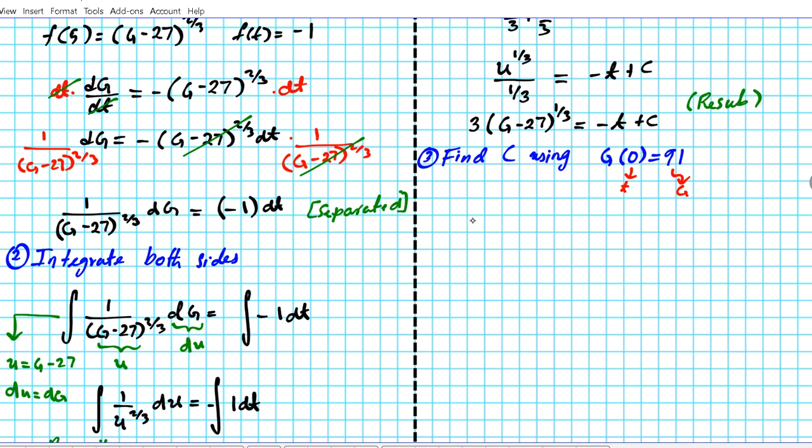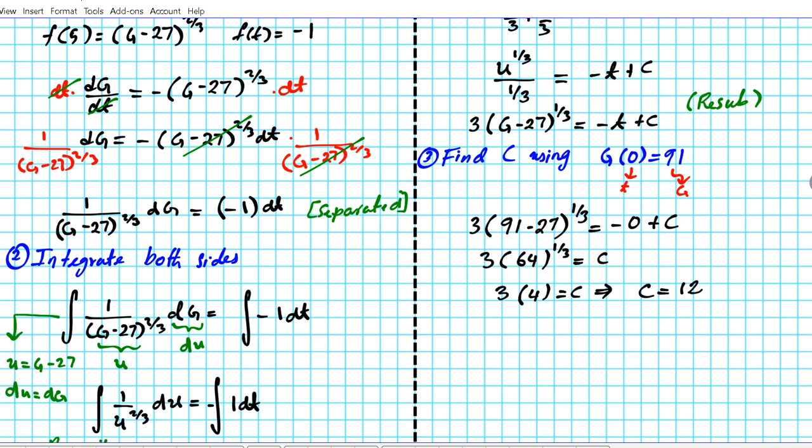Okay, so let's do it. So we have 3 times, instead of g, we replace it with 91 minus 27 raised to the 1/3 equals negative t, which is 0, plus c. Okay, let's simplify this. 3 times 91 minus 27 is 64 to the 1/3 equals c. The 1/3 power of 64 is just the cube root of 64, which is 4. So 3 times 4. Okay, so we now see that c is equal to 12.